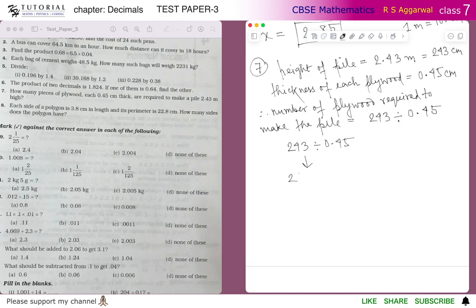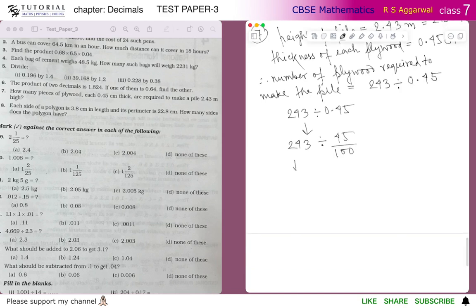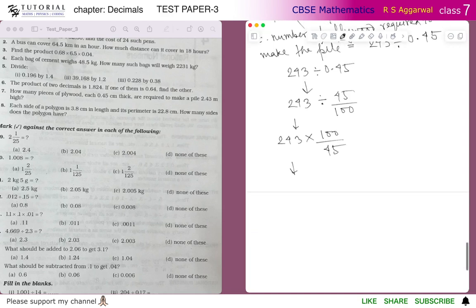Let's convert the decimal number 0.45 into a decimal fraction, which becomes 45 by 100. So now this is 243 multiplied by 100 by 45. So this is 243 by 45 multiplied by 100. Now we have to do the division. We have to convert the fraction 243 by 45 to a decimal number.